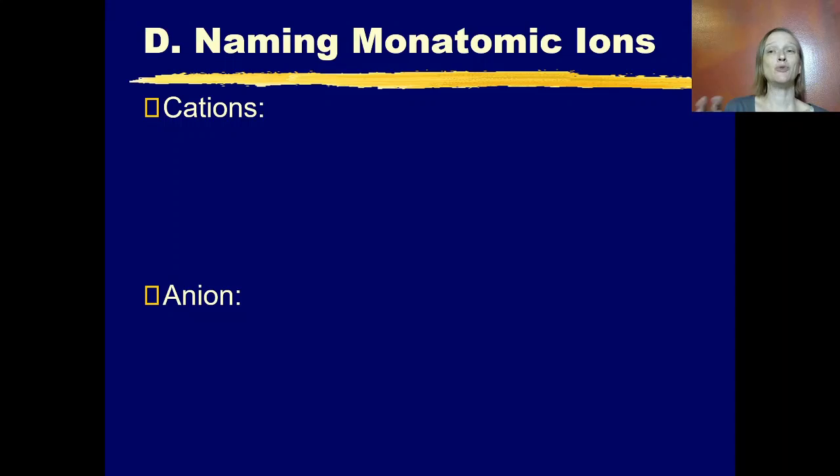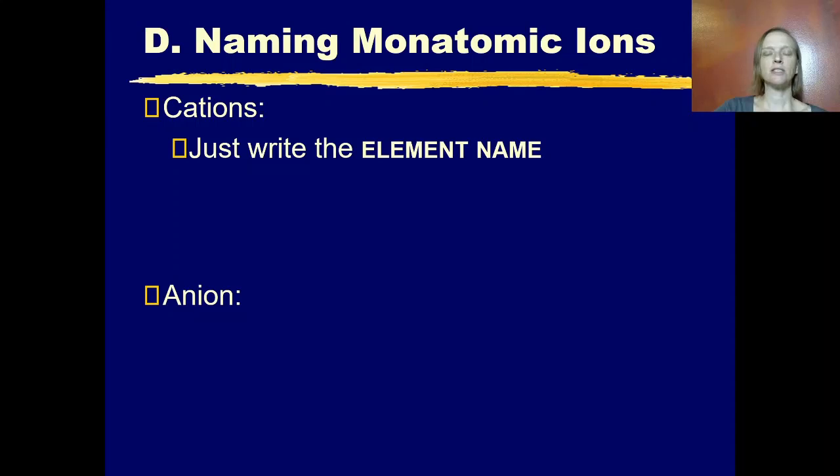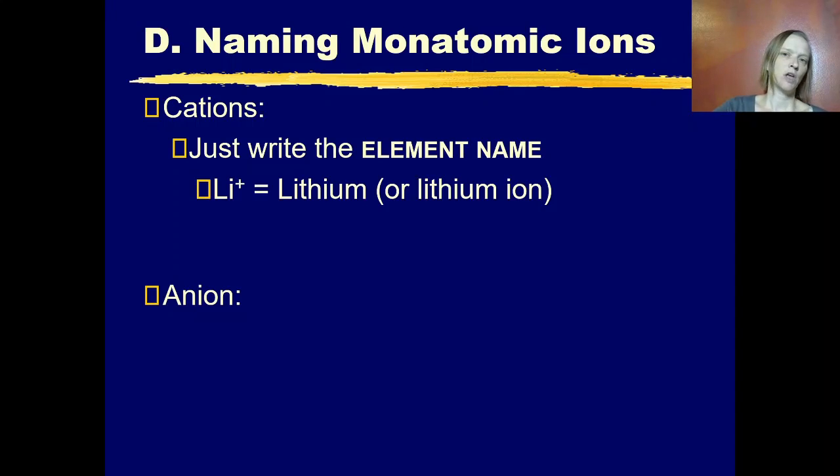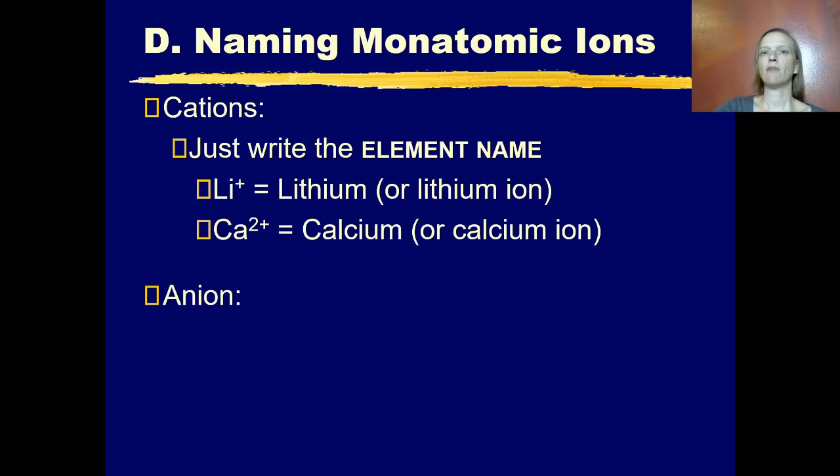Next, we need to learn how to name our ionic compounds. So when you're naming ions, cations are just named after the element. So if you have lithium with a charge of +1, you just call it lithium. If you have calcium with a charge of +2, you just call it calcium.